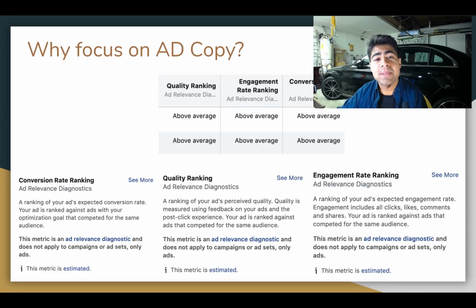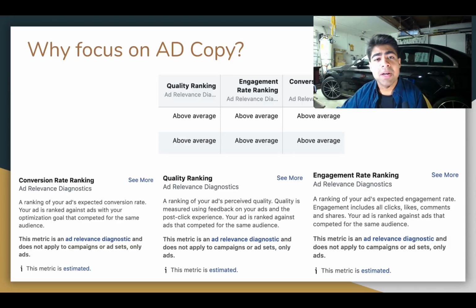But what Facebook has begun to do is actually monitor the ad copy itself and provide results based on the ad copy. There are 3 separate metrics Facebook looks at when determining whether the ad copy is good or not. And these 3 metrics can literally make or break your ad, so it is really important to pay attention to them. The first one is quality ranking. What exactly is quality ranking?